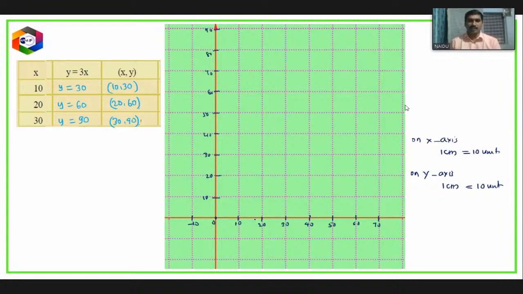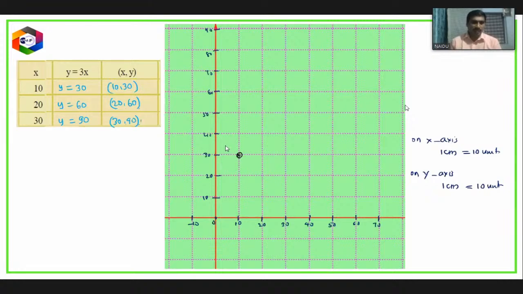I think now it is clear. Now we have the points. Let us plot 10, 30. So here I am going to plot the points. Observe, children. The first one is x direction 10 units, y direction 30. So this is the point. This is 10, 30.